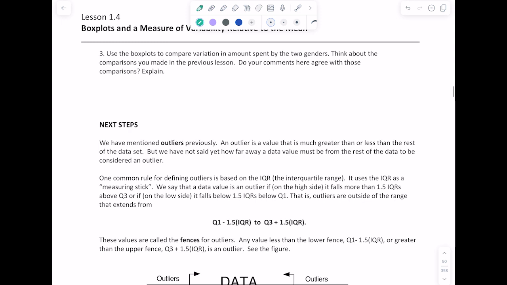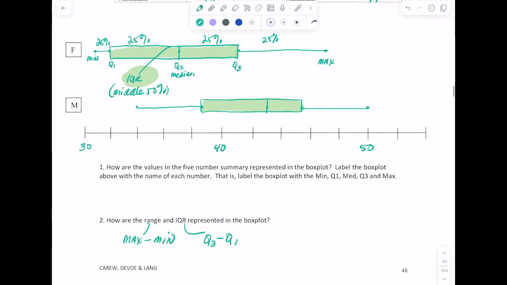Okay, so if we want to compare the variation in the amount spent by the two genders, when we're looking at variation, we want to look at the IQR. So as we said, the females appear to have a larger variability in prices than males do. And that just means that the prices females spend to get their hair done change a lot more than males, okay?